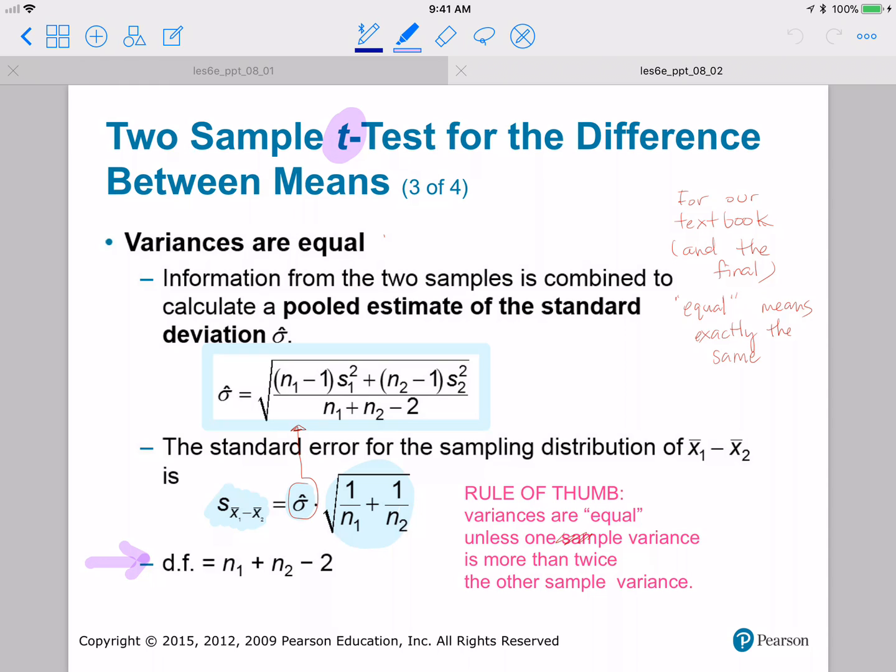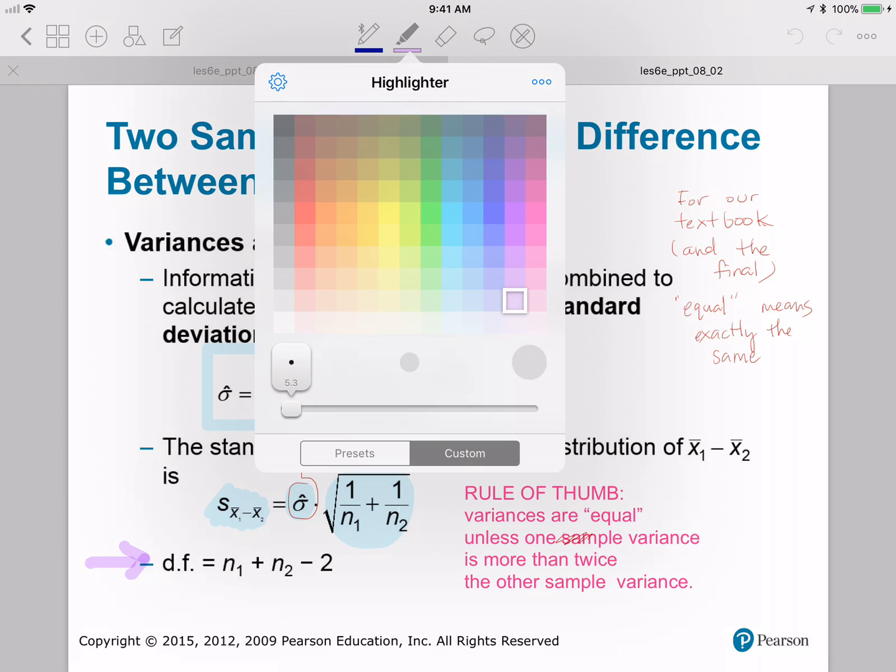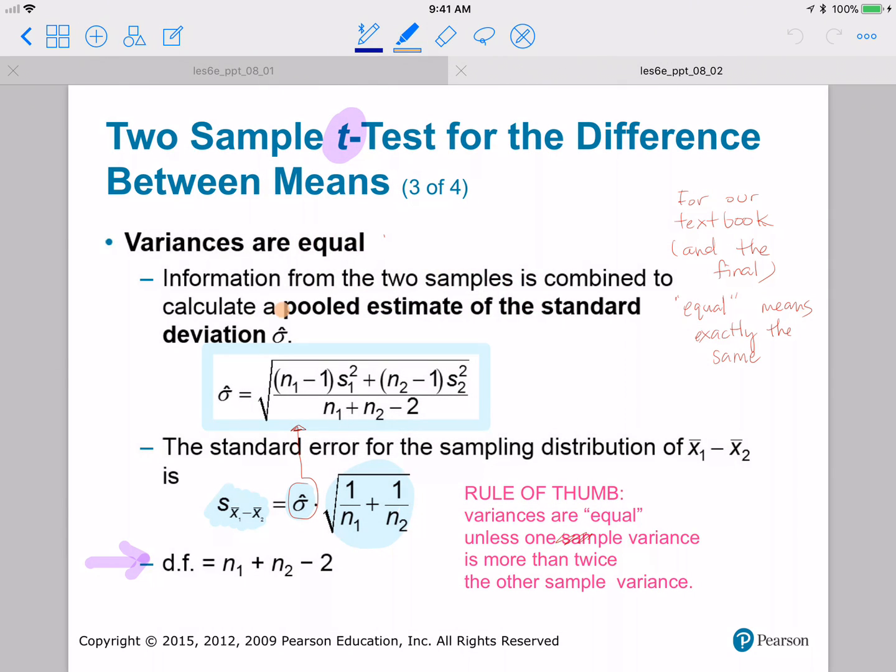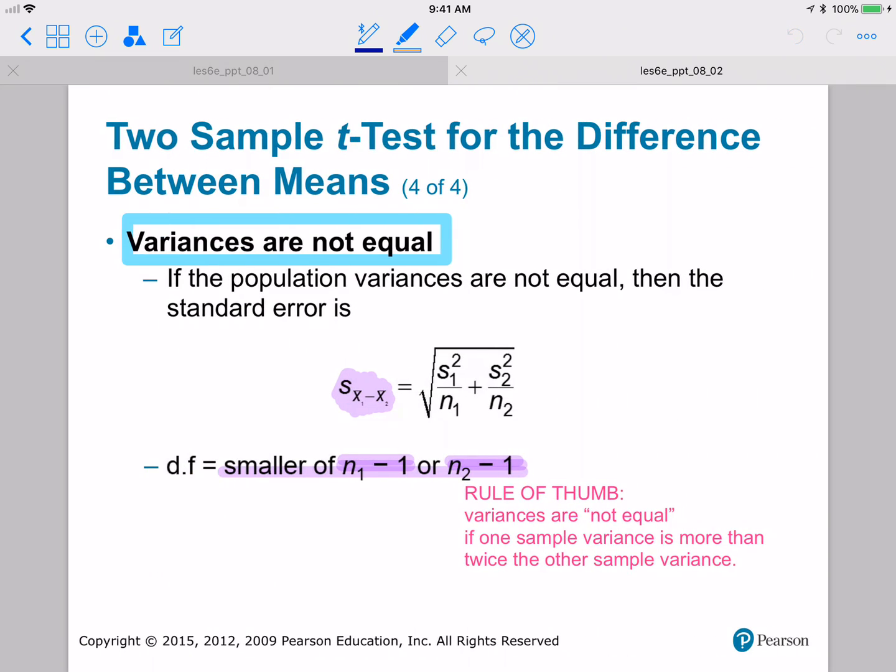So on the TI-83 and the TI-84, when you do a two-sample t-test, you will be asked a question about whether you want to do pooled or unpooled. You'll choose pooled if your variances are equal, and you'll choose unpooled if your variances are not equal.